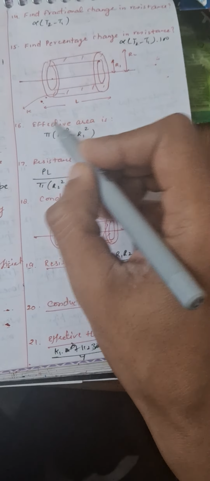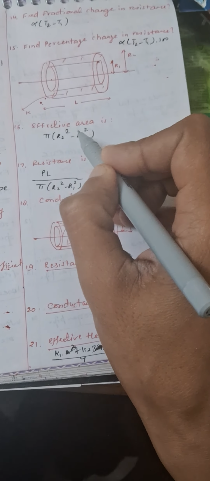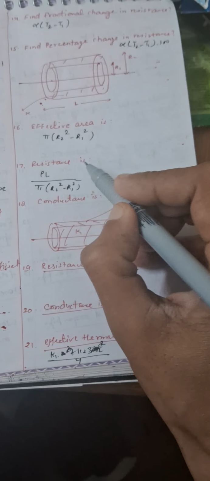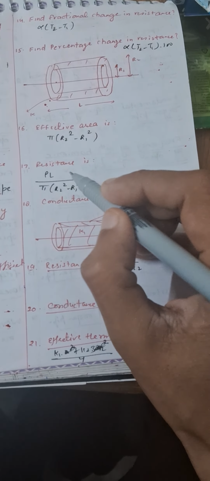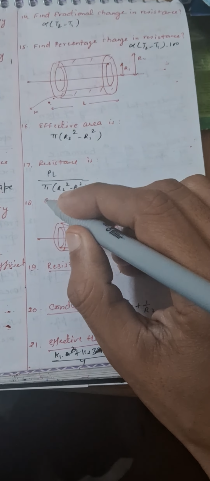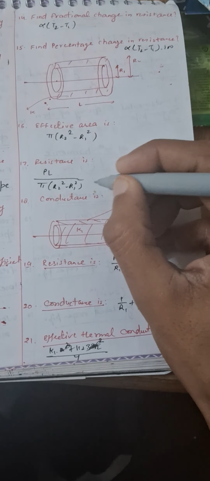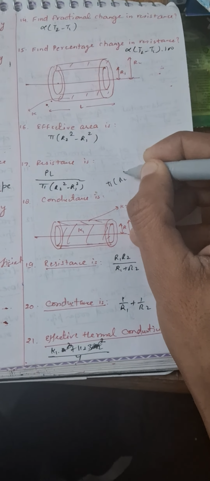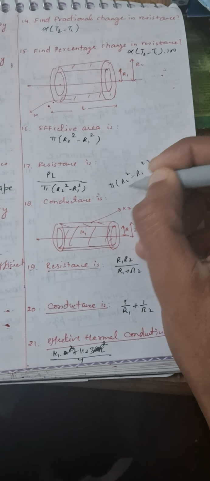R2. Then we need to find the effective area. So effective area is pi into R2 square minus R1 square. Next is we need to find resistance of this structure. So resistance is rho L upon pi into R2 square minus R1 square. Next is conductance. So conductance is 1 upon resistance. So that will be pi into R2 square minus R1 square by rho L.